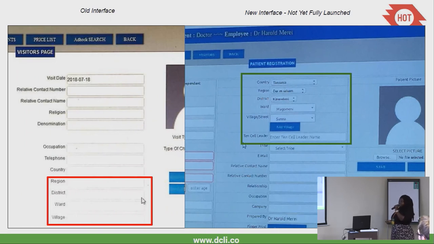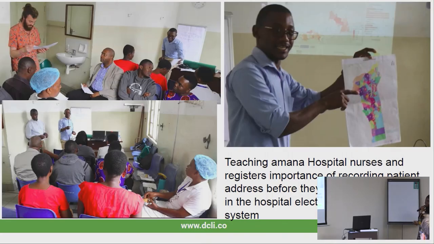Here, for region and district, there was nothing to select; they had to type. So we modified the system and put in categorization that they would select: the region, district, ward, and also the name of the local leader. So we modified it and then trained them how to do the data collection using their own system, as well as the importance of tracking the patients' origin, tracking the patient addresses every time the patient comes to the hospital.